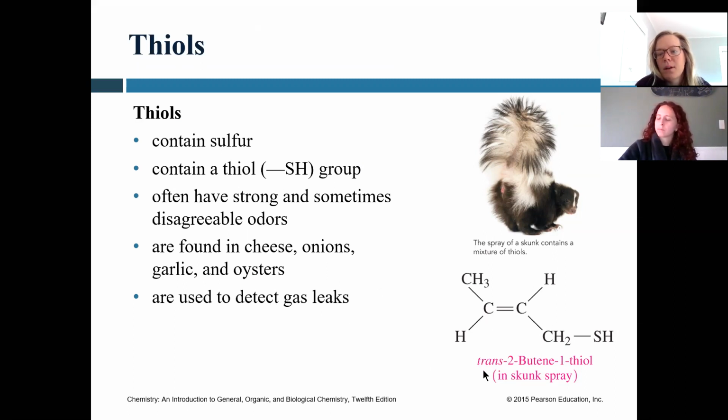This here would be known as trans-2-butene-1-thiol. So we can see that there is butene, which means that it's a 4-carbon chain, 1, 2, 3, 4. The 2 lets us know that the double bond is on the second carbon. Trans because the same groups are on opposite sides, so the hydrogens are on opposite sides, the carbon chain is on the opposite side for trans. And then 1-thiol because the thiol group is on the 1.